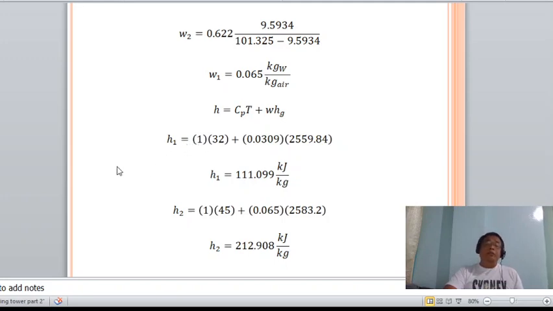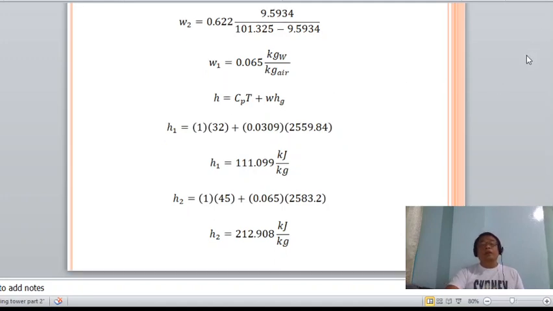Substituting values now, the specific heat is 1, the temperature is 45, plus 0.065, the humidity ratio, multiplied by the H sub g at 45 degrees, which is 2583.32. Therefore, the enthalpy of the leaving air is 212.908 kilojoules per kilogram.